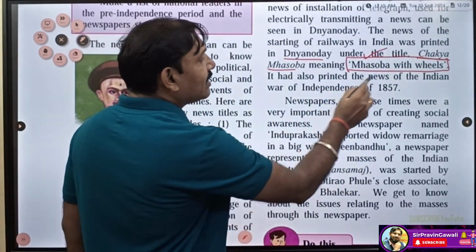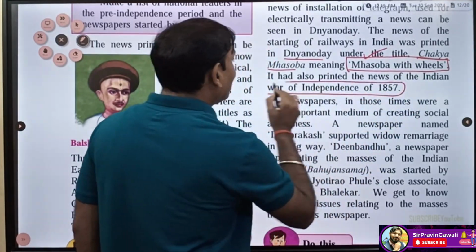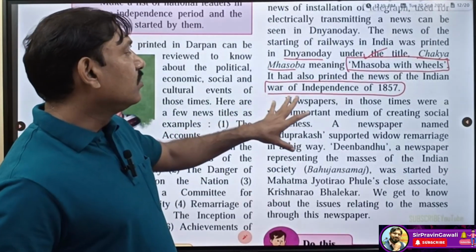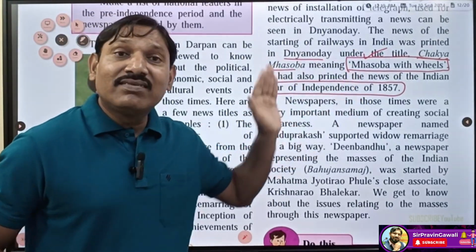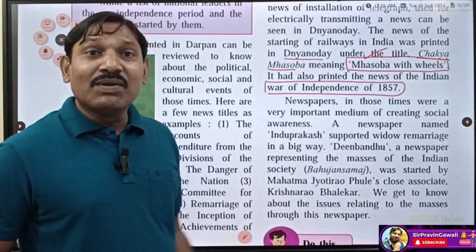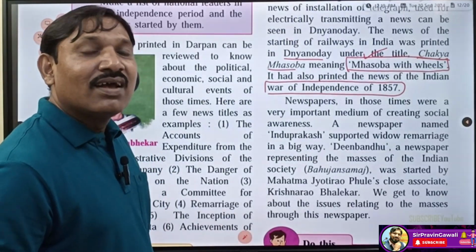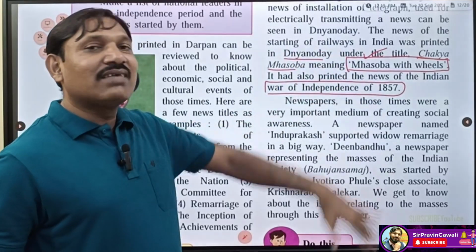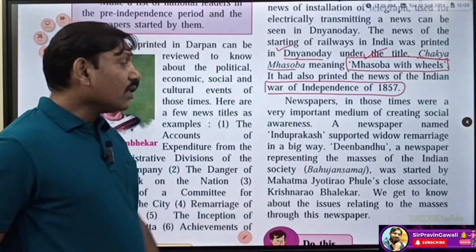It had also printed the news of the Indian War of Independence, that is 1857. So it printed such kind of news belonging to the War of Independence of 1857. And the book named The War of Independence of 1857 was written by V.D. Savarkar, that is Vinayak Damodar Savarkar. And news about the War of Independence of 1857 was published in the newspaper Jnanodoy.